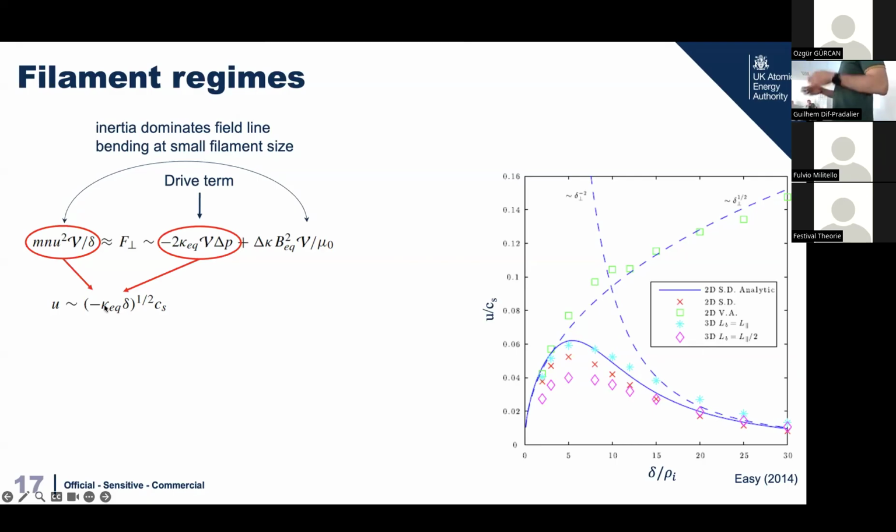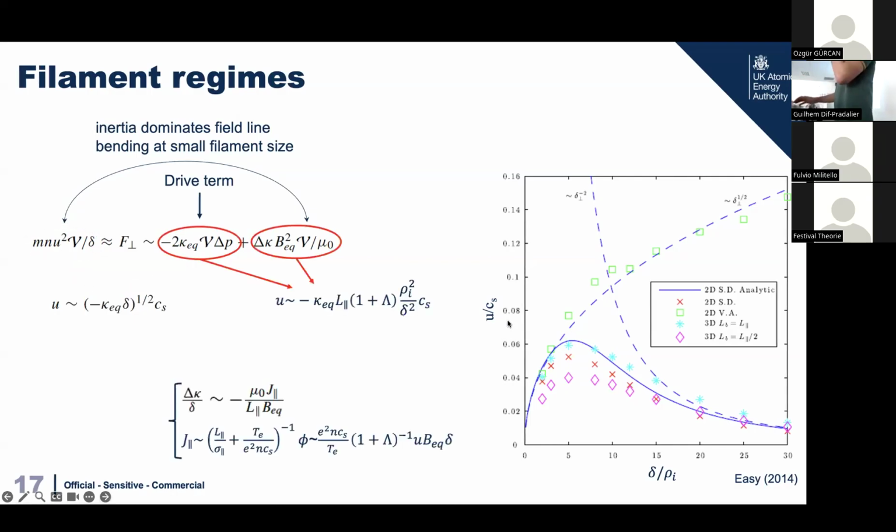Typically, this is really subsonic. We have velocities that are a fraction of the sound speed. You can see it also here in this plot, which I'll comment on in a second. When you have larger filaments, you balance the other two terms, and you come up with a slightly different expression. With this expression, one key point is to understand how you induce the change in the curvature of the magnetic field lines in the filament. And this change in curvature, I'll get there in a second, is due to the currents that are flowing in the filament itself.